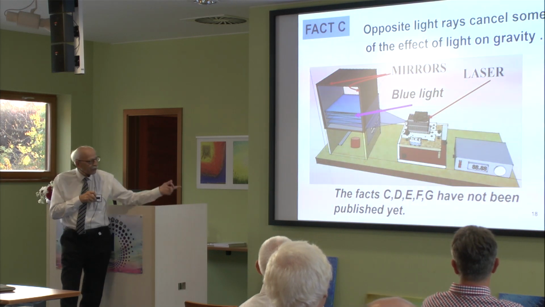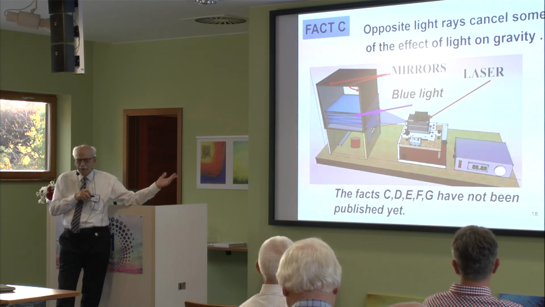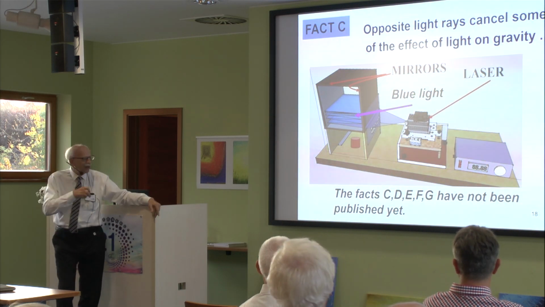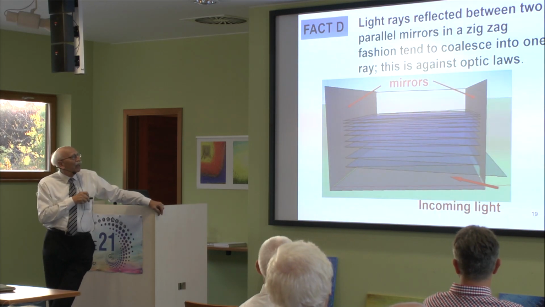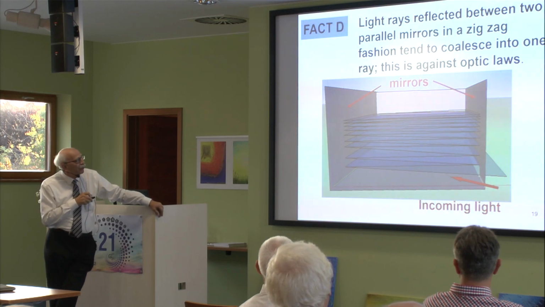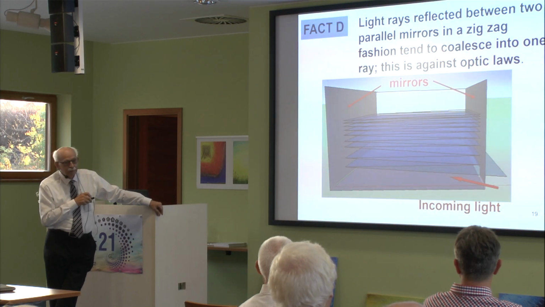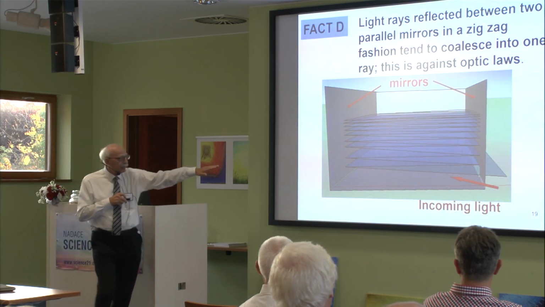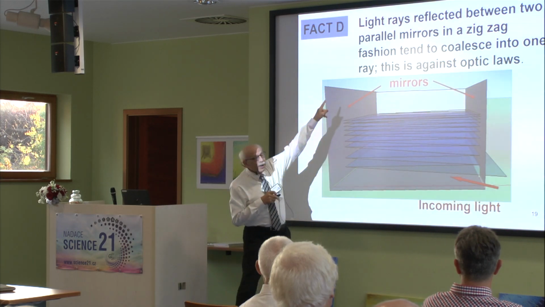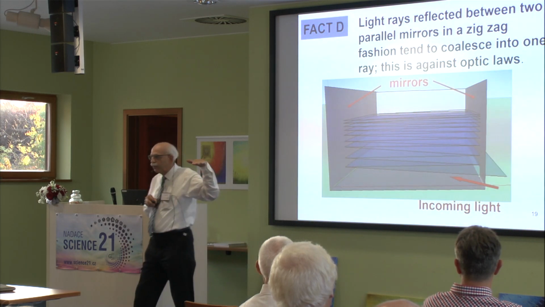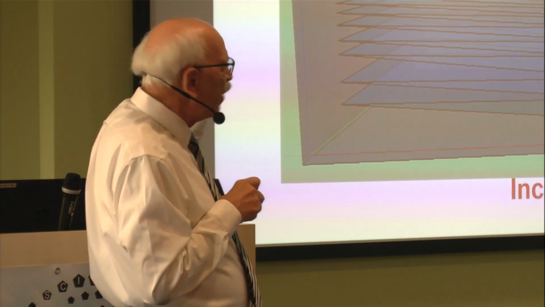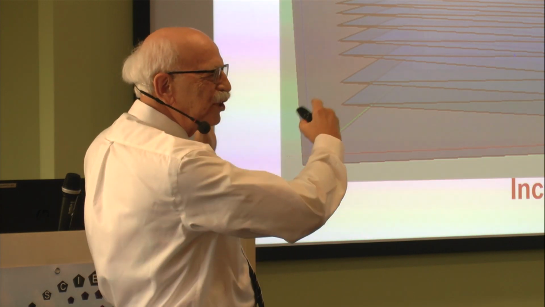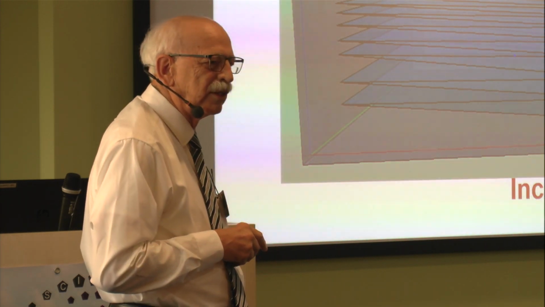Oh, these facts that you will see now, they were not published yet. Maybe it will be published, I don't know. I'm retired now. Okay, so what happened here is that the light reflected between the two parallel mirrors tends to coalesce into one ray. It's not supposed to. When the light was bouncing, I was sure that it would come out there, but it stopped and became just a big band of light. The maximum I was able to get by trying to adjust the mirror was about 70 reflections.